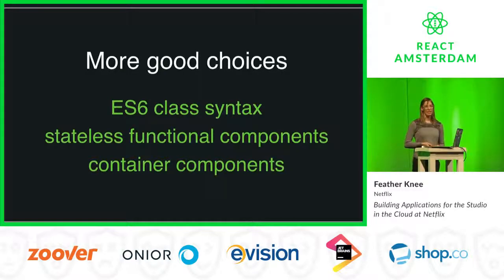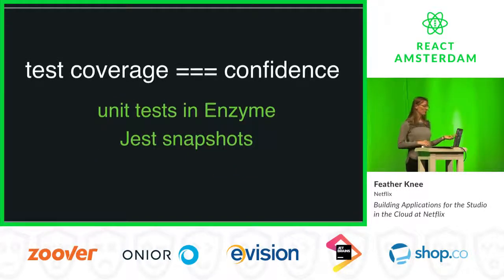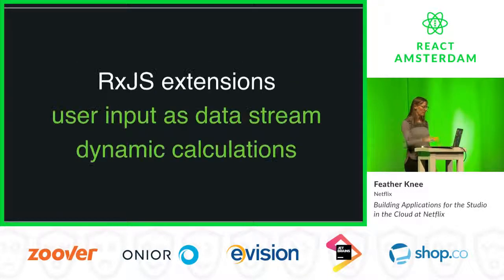We use ES6 class syntax. Stateless functional components are fantastic for keeping state managed, and container components, which I think you already heard about from Max's talk. We also use a lot of test coverage to increase our confidence. We're kind of new to the application library. How many of you have heard of Jest, or have used Jest? We use Jest snapshots. We really like those. But most of our unit tests are in Enzyme. We're also using RxJS extensions, and that's been really fun, and they're creeping into our application more and more.